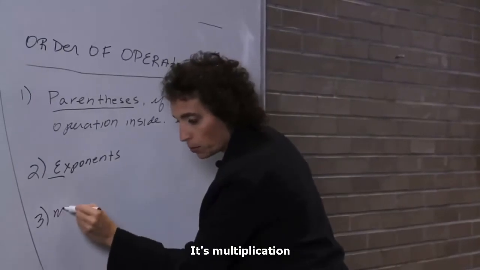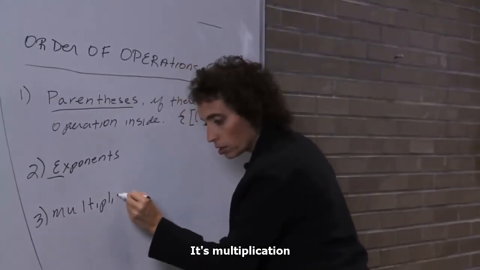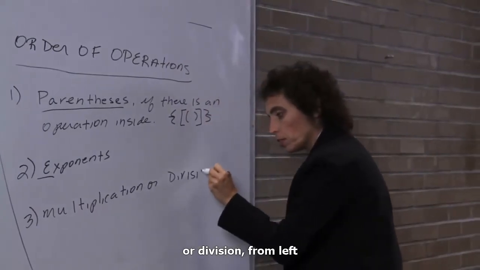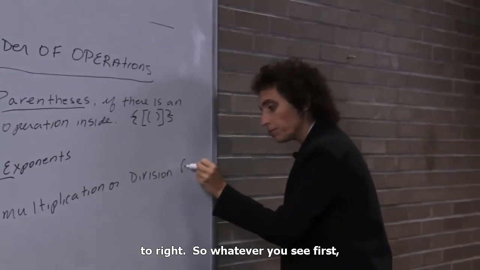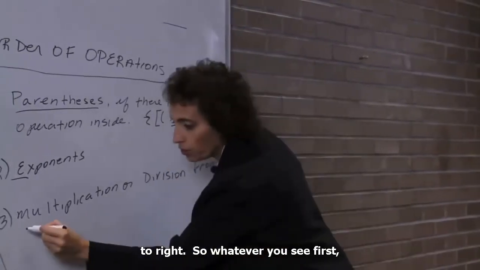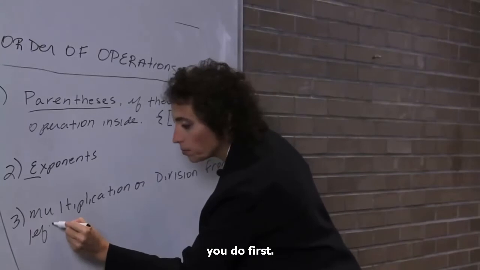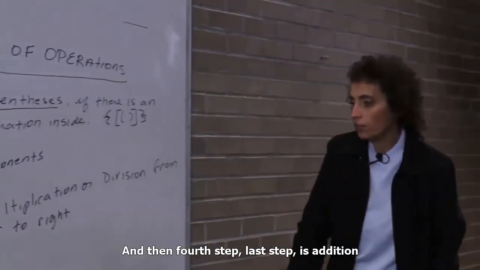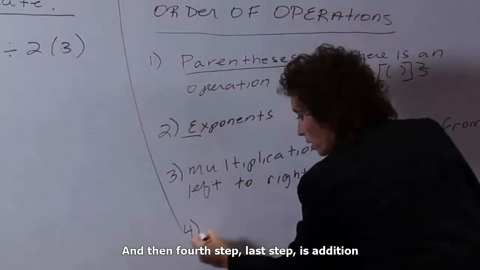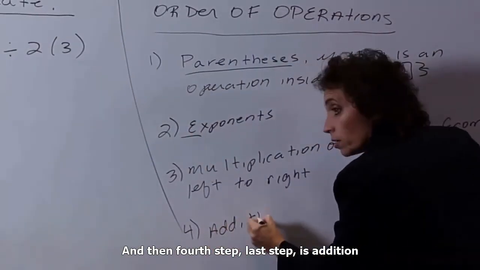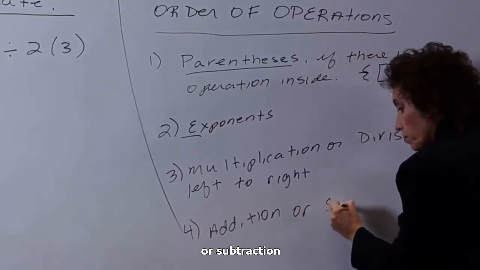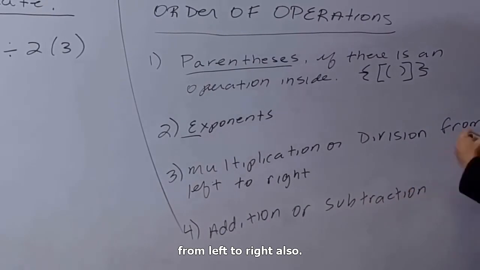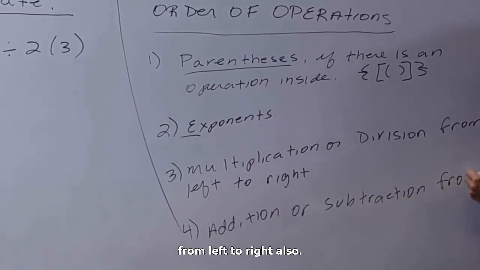Now, be careful here. It's multiplication or division from left to right. So whatever you see first, you do first. And then the 4th step, the last step, is addition or subtraction from left to right also.